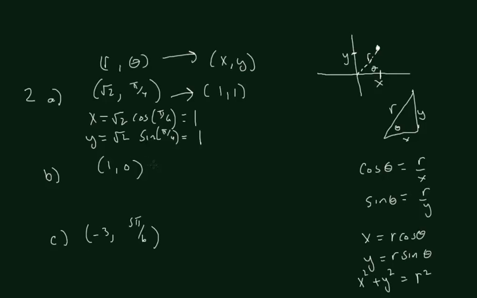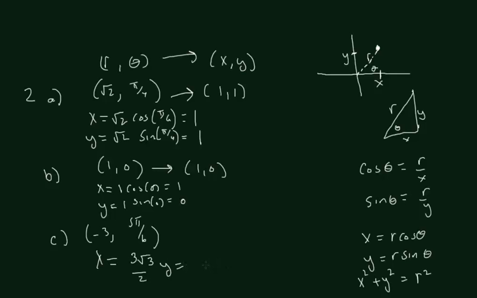The next one, common sense. If you go out radius of 1 and rotate 0 radians, you are also going to get the point 1, 0. You can certainly verify that. x equals 1 times the cosine of 0, which is 1, and y equals 1 times the sine of 0, which is 0. And the last one, same process. x is equal to 3 radical 3 over 2, and y is equal to negative 3 halves.